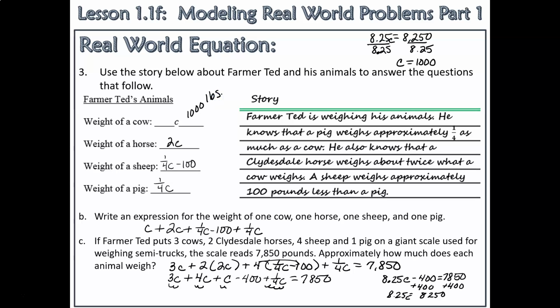So if the horse is twice that, 2 times 1,000 is 2,000 pounds for the horse. Let's go down to the pig. So the pig is 1/4 of the cow. So if you divide 1,000 by 4, the pig is 250 pounds. And to get the sheep, you subtract 100 from 250, which is 150 pounds. So we got all the weights of the animals if we knew the cow. Okay, that's it for this part.